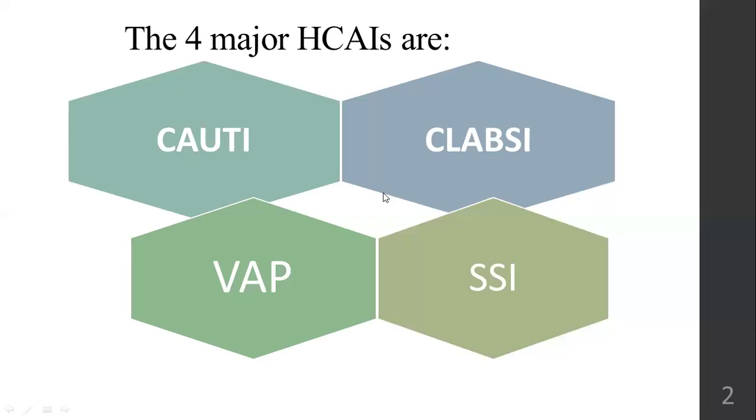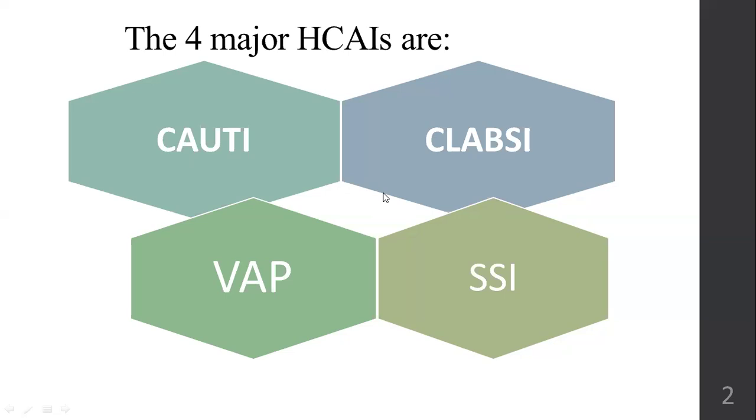So healthcare associated infections, there are majorly four. They are CAUTI, CLABSI, VAP, and SSI: catheter associated urinary tract infection, central line associated bloodstream infection, ventilator associated pneumonia, surgical site infection. These are the four main healthcare associated infections that patients get while they are receiving healthcare or even after discharge. So after receiving healthcare as well, if they get these infections, we relate it to healthcare associated infections. So this is preventable.